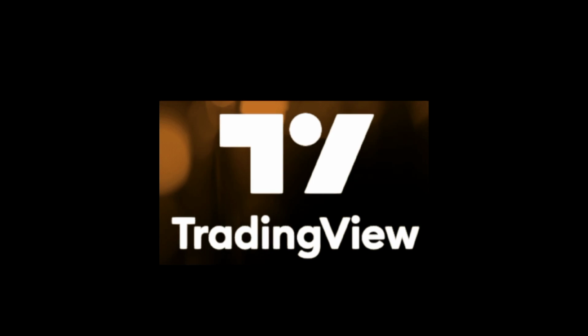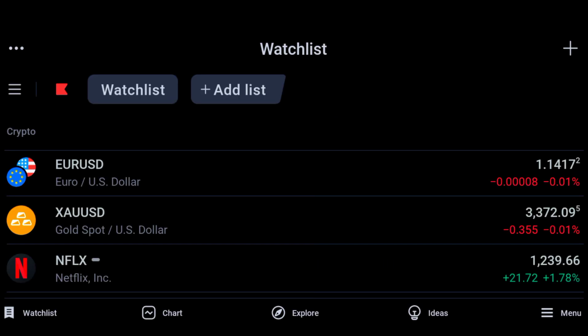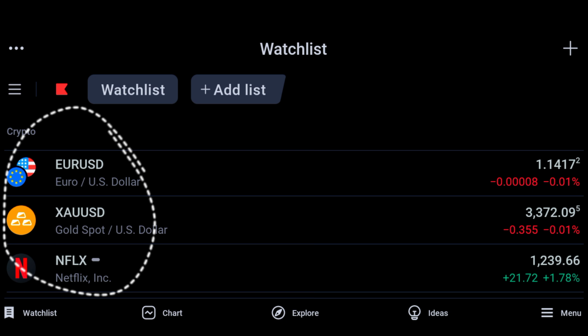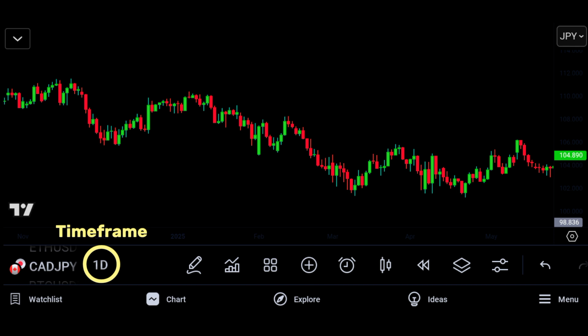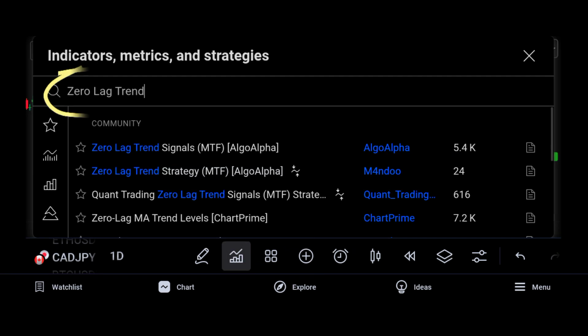Of course, the first thing you want to do is to open your TradingView app. Select the currency pair you like, or maybe stocks or crypto that you want to trade, and choose the time frame that you trade with. And when you're done, you click on indicators, and then you type in Zero Lag Trend Signals. Make sure you select the one by Algo Alpha. Don't change the settings, leave everything the way it is. You will know exactly why before the end of this video.